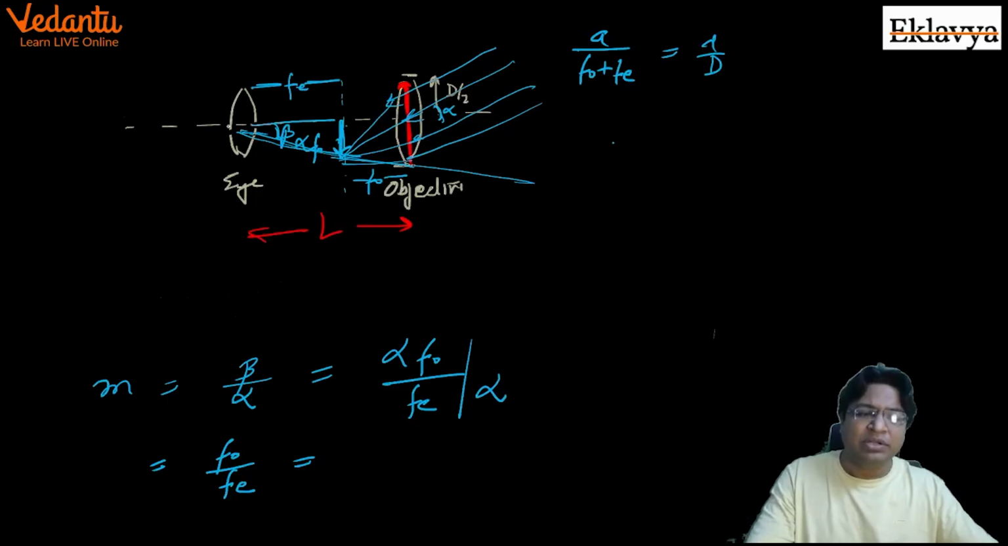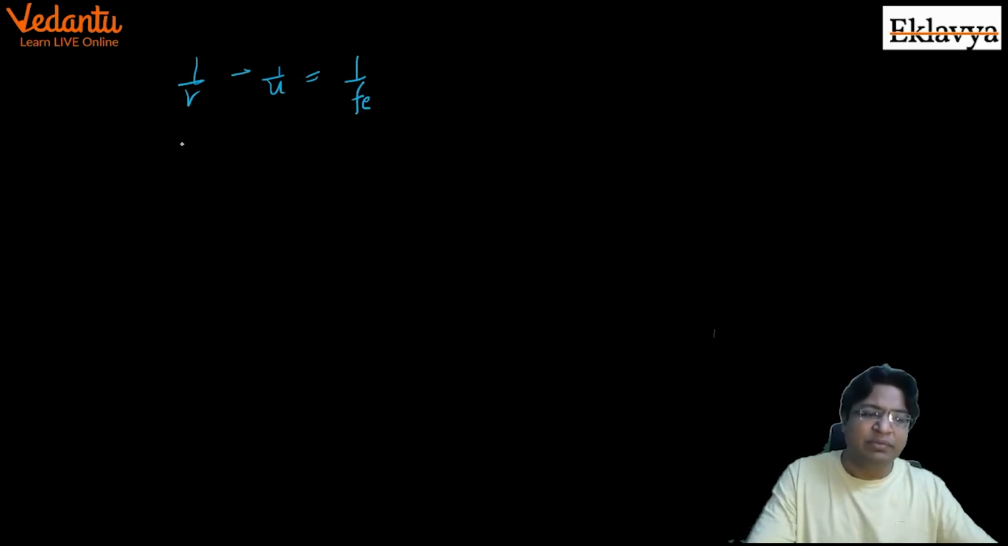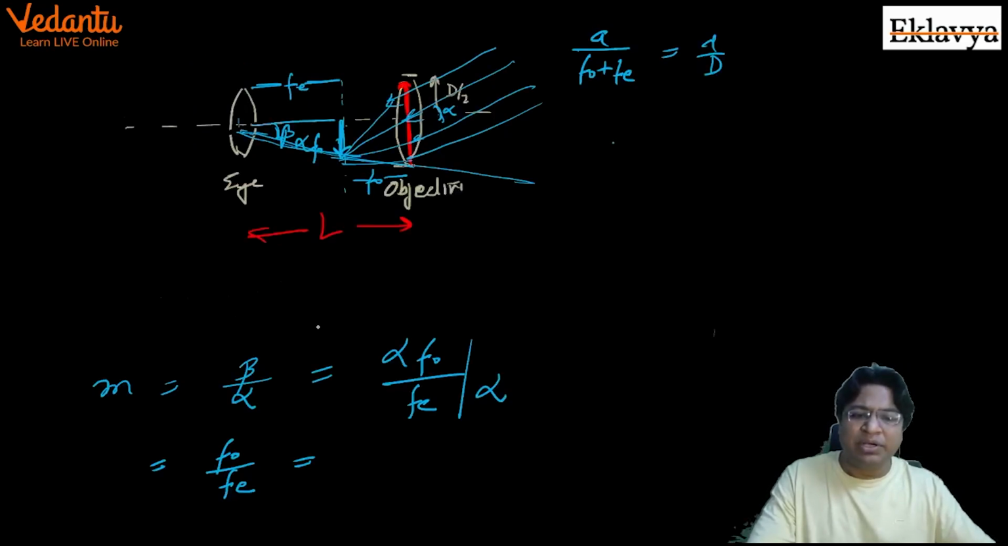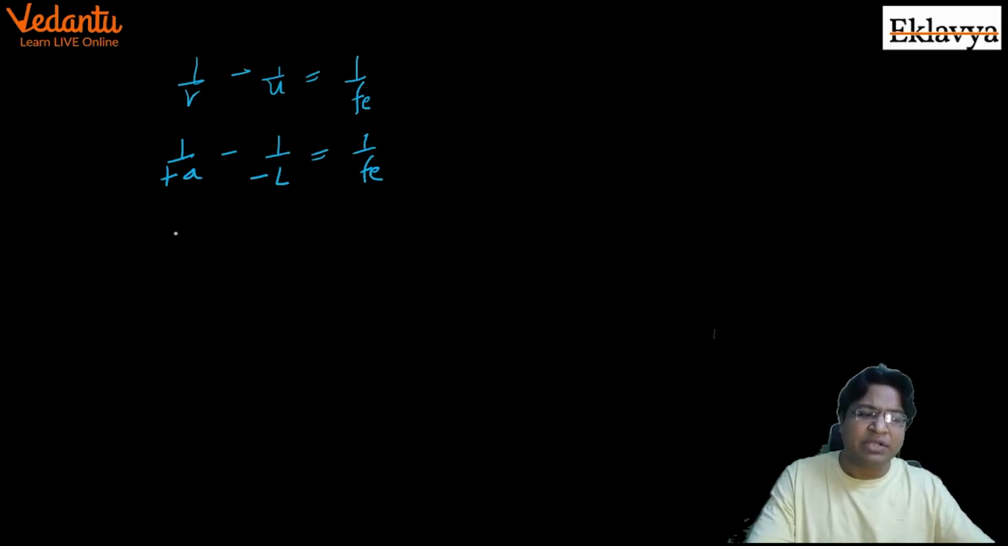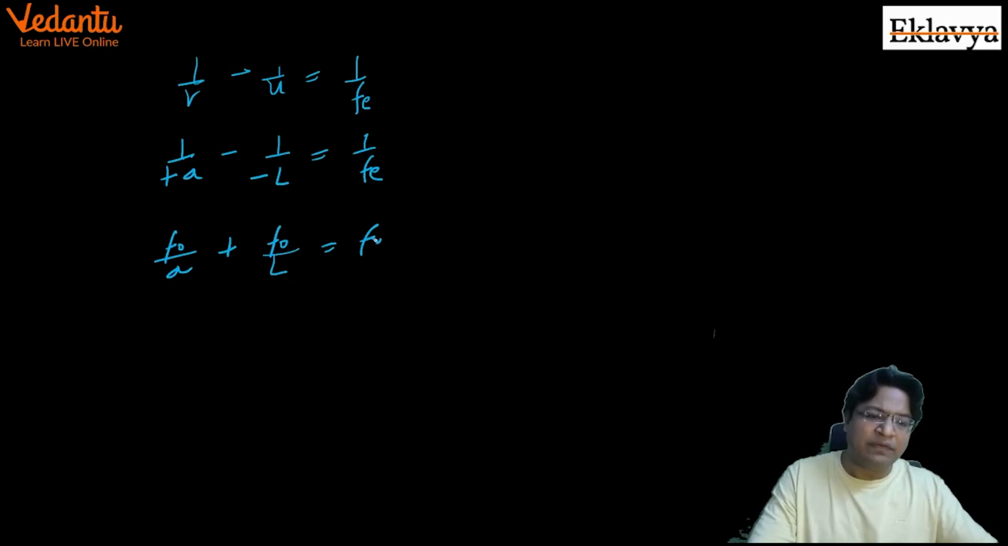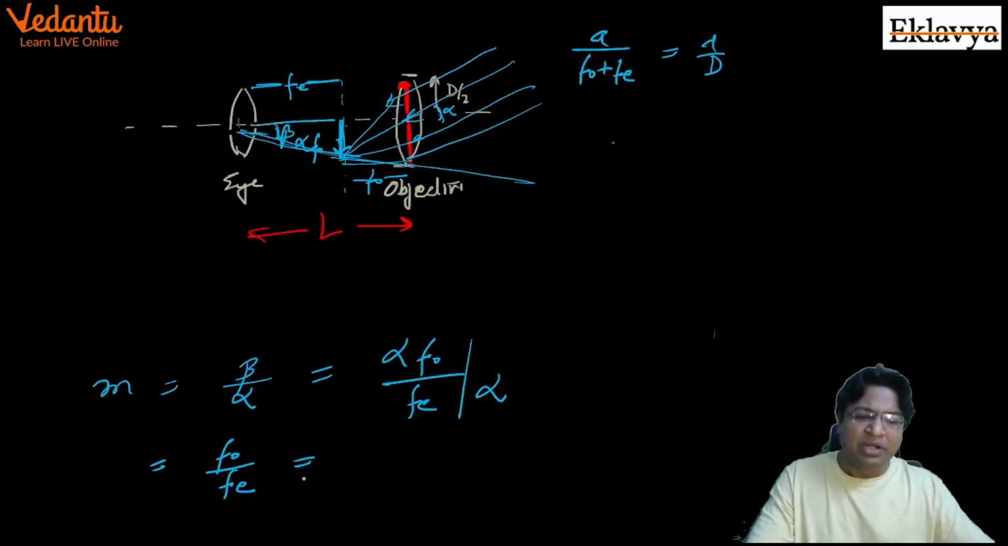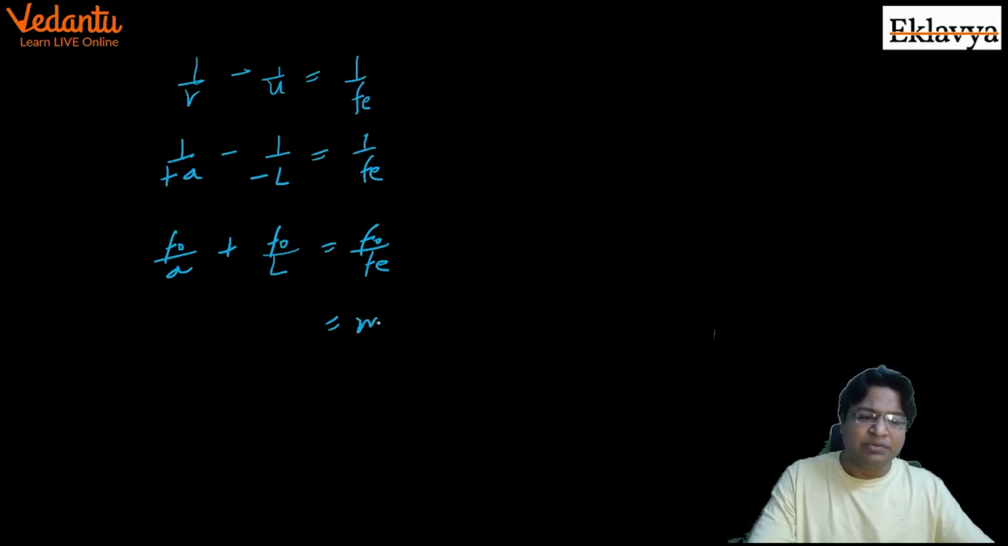All right, because this lens is creating the image, V will be plus A. So 1 upon plus A minus U, which would be minus L, is equal to 1 upon Fe. If I multiply this entire equation with F naught, we get F naught by A plus F naught by L is equal to F naught by Fe. And notice that this is what we are looking for. So this becomes magnification, F naught by A.